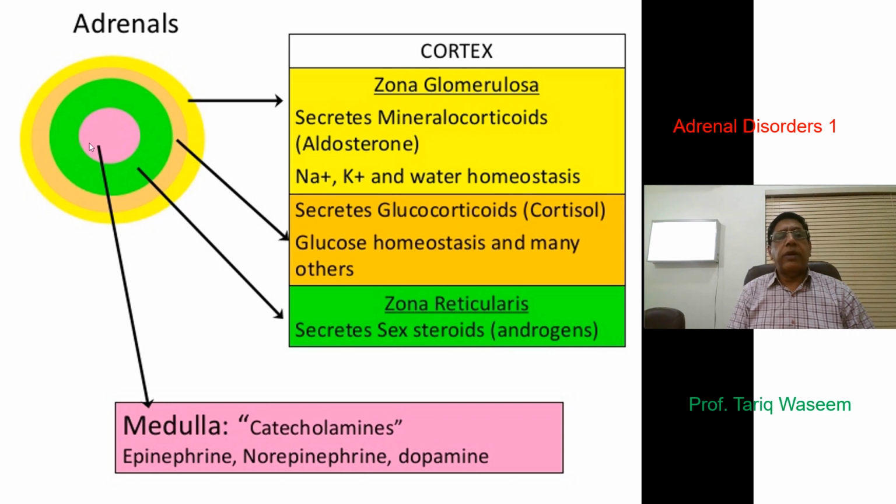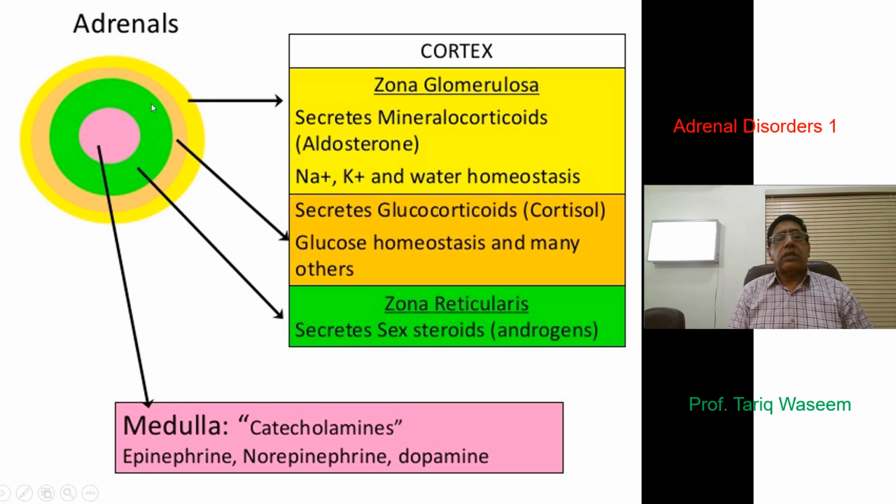functions. Now the adrenal medulla, which we'll be discussing in some next lectures, is primarily responsible for production of catecholamines, which include epinephrine, norepinephrine, and a very small amount of dopamine. These are primarily sympathomimetic agents which act on the receptors and lead to an increase in heart rate or increase in vascular tone and regulation of blood pressure. And then there are certain other functions as well.